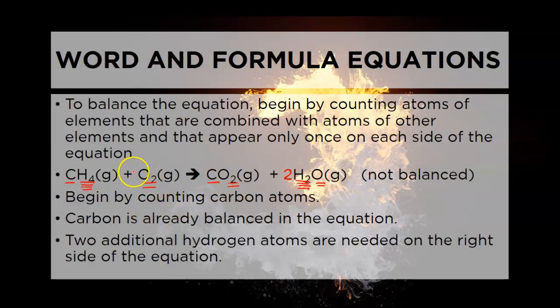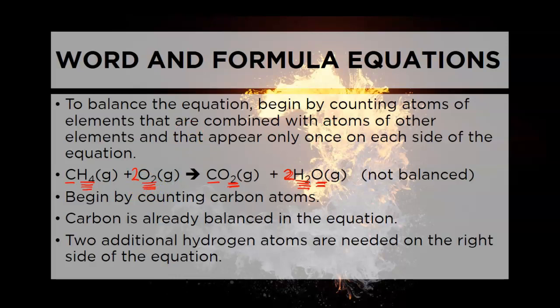What can I put here in front of the O2 to make it balance on the left side? I have 2 oxygens here. Remember, 2 oxygens here. So what do I have to do to this? Yeah, let's put a 2 in front, and that'll make it 4 total on the left side.